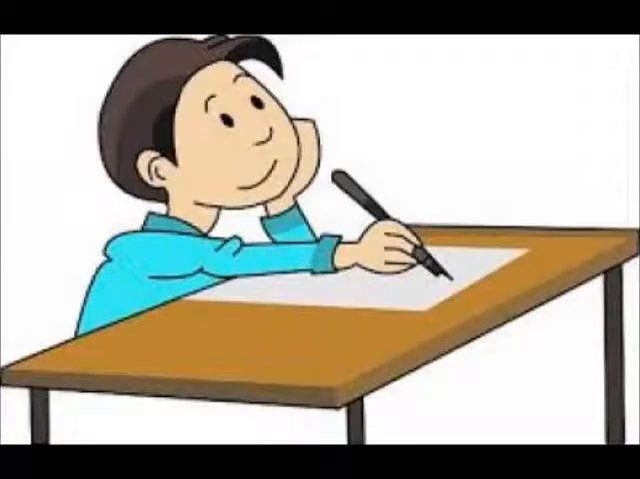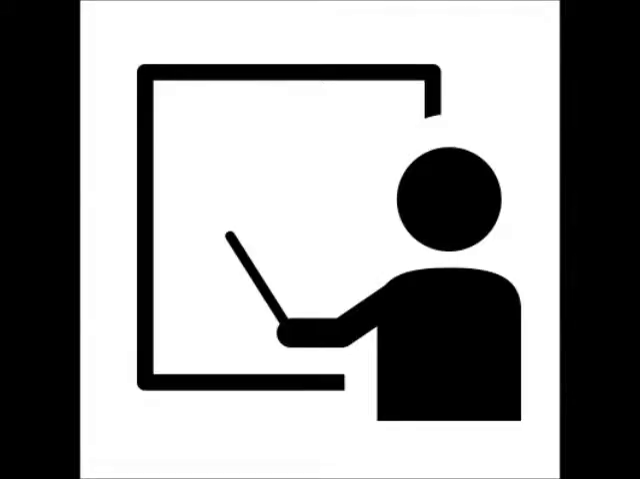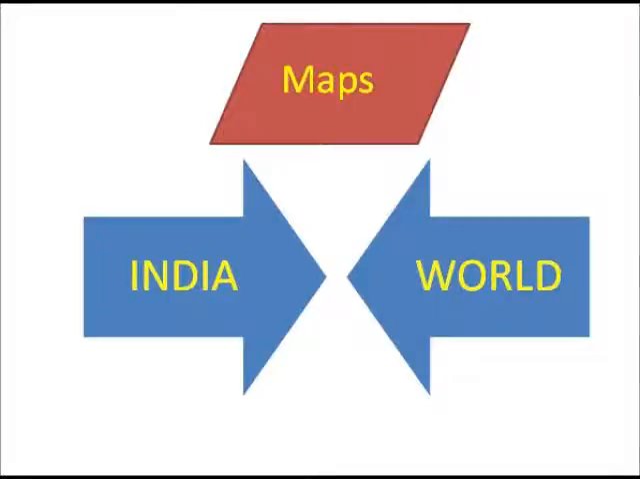For India, the time zone that we follow passes through the longitude 82.5 degree east. So questions come that 82.5 degree east passes through which of the following places in India. So you have to know what are the states through which that line passes.